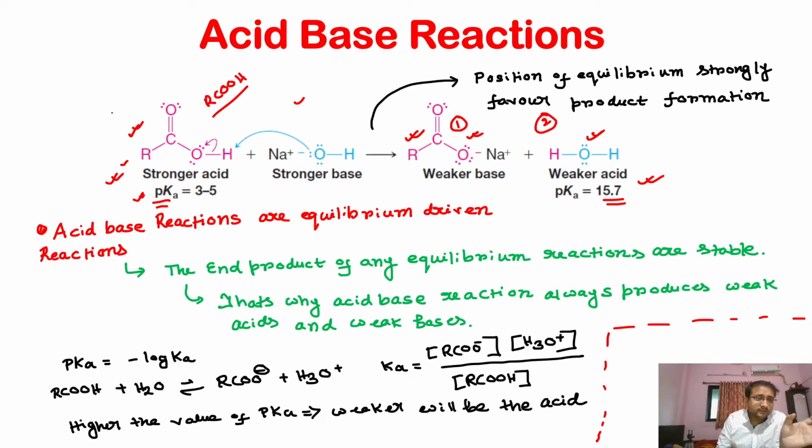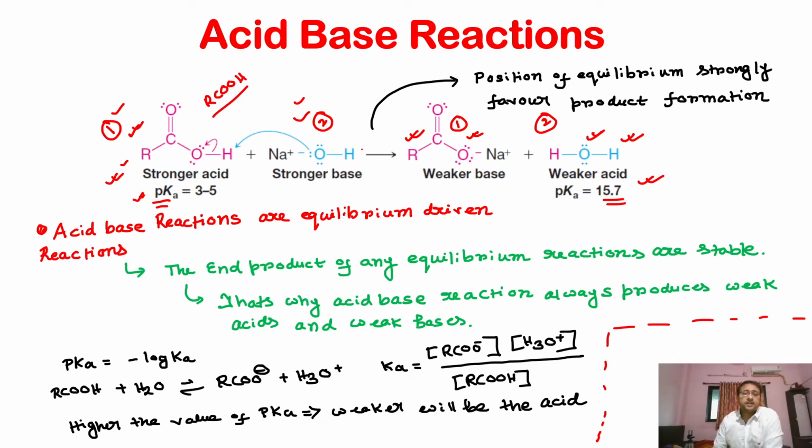Okay, so you can see these are the two initial reactants. This is a very strong acid, however the product is a weaker acid. On the other hand, this initial reactant is a very strong base, but in the product we have obtained a weaker base compared to sodium hydroxide. So why is it so? Why does any acid-base reaction always produce a weaker base and a weaker acid?